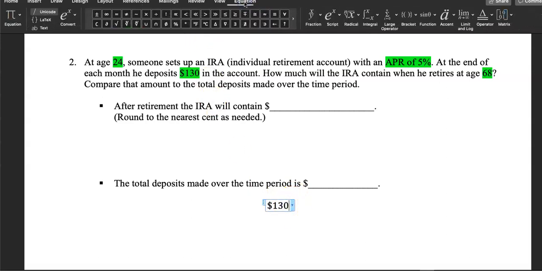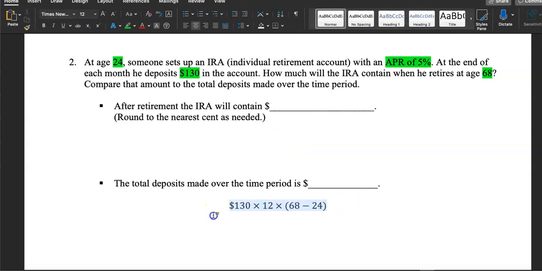So what am I going to multiply that by? First, I'm going to multiply that by 12, right? But how many years is he doing this for? I got 44 years, and the 44 is really from 68, the age he's retiring, minus how old he is today. Notice this doesn't have any kind of interest going on. This is completely out of his pocket. How much is he paying out of his pocket? That's what I'm trying to figure out right now.